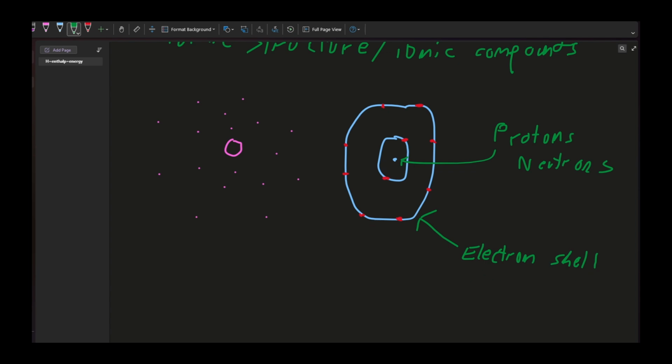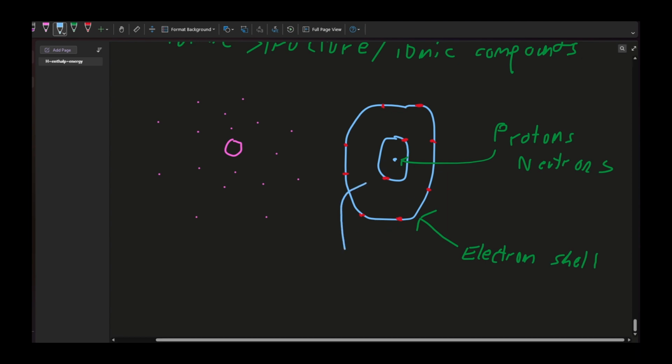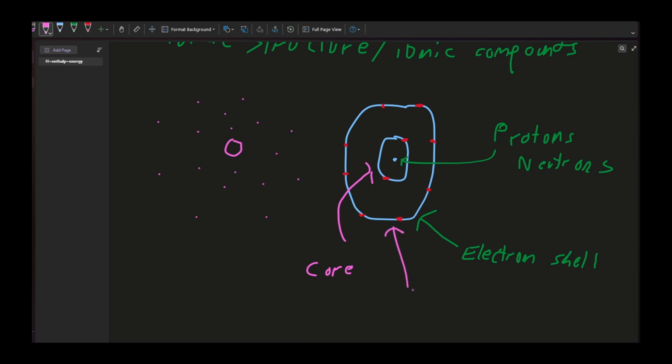So within an atom, there are different electron shells. There are the electron shells on the inside, and we call these the core electrons, or the core electron shells. And then these on the outside are the valence electrons, or the valence electron shell.